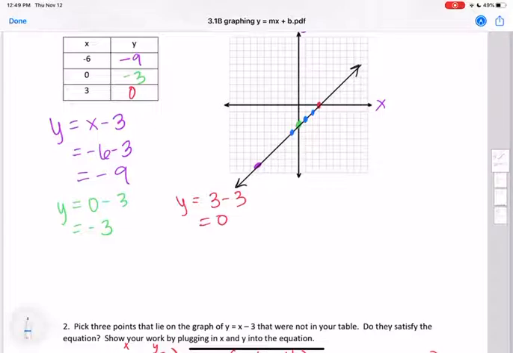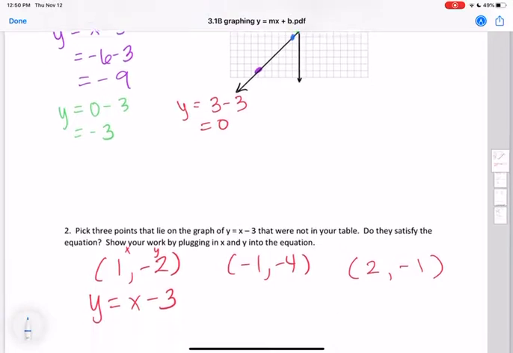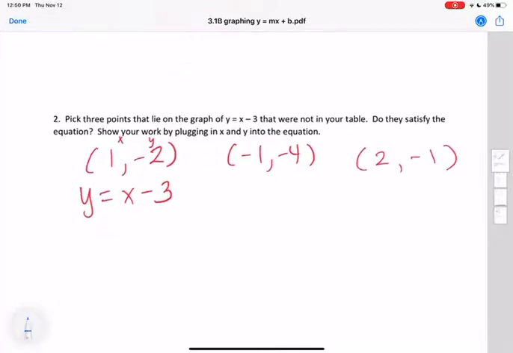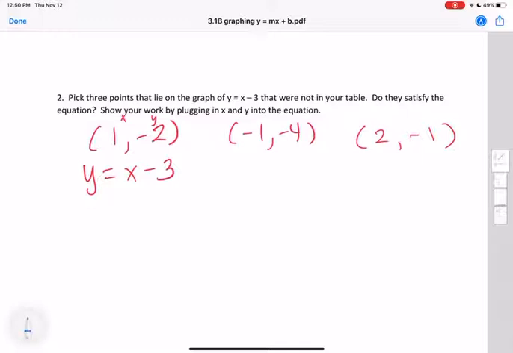Okay, so for part number 2, there's the 3 points that we picked. And now we want to go ahead and plug them into our equation to show that they're true. So for this first one, y equals x minus 3. My y is negative 2. So I'll put in negative 2. Does that equal x is 1 minus 3? I get negative 2 equals 1 minus 3 is negative 2. That is true.